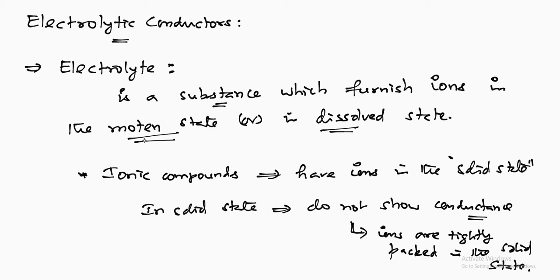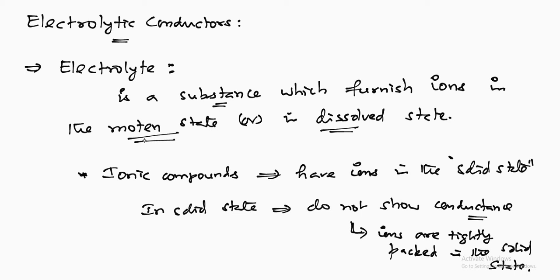Conduction is due to migration of ions, I told you in the beginning, right? In the solid state, in ionic compound, students, observe carefully. In ionic compound, in solid state itself, ions are there, but these ions are tightly held together by means of electrostatic force, so they cannot move freely. They cannot move actually. Therefore, in solid state, ionic compounds are insulators. Note down. In solid state, ionic compounds are insulators. They do not show any conductance.